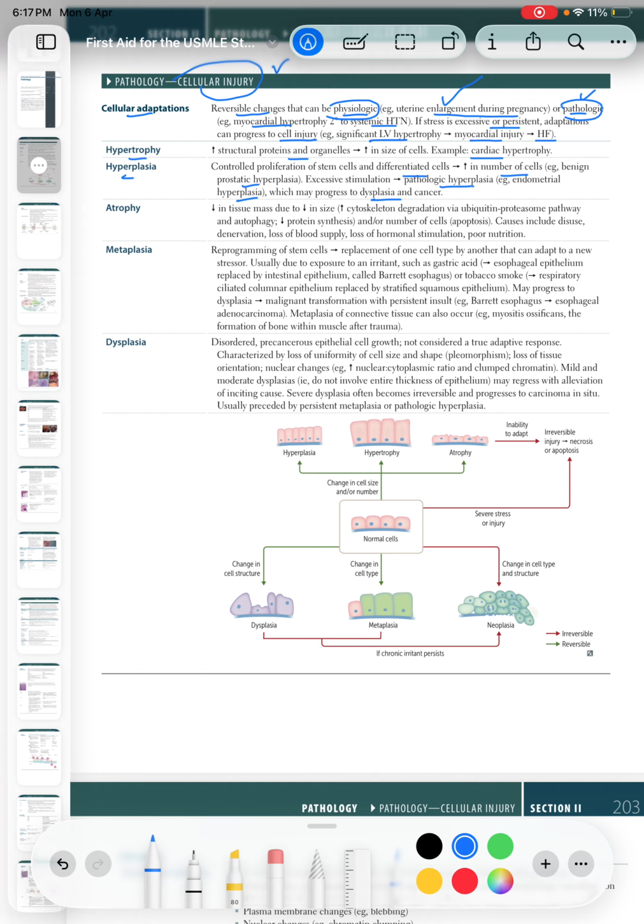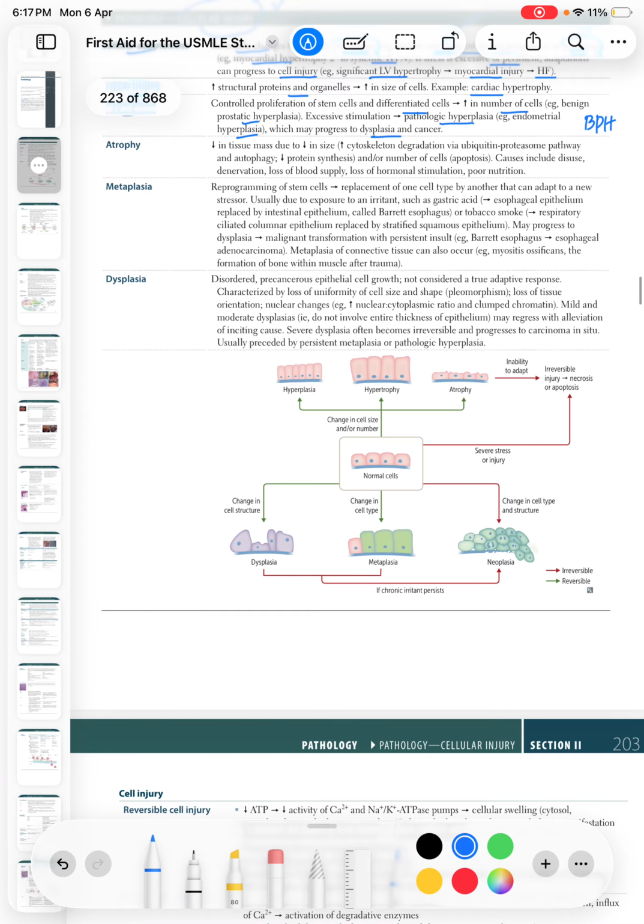So when it occurs in benign prostatic hyperplasia, it is an example of BPH. BPH is an example of hyperplasia. Excessive stimulation, that is pathologic hyperplasia, for example, endometrial hyperplasia. Whenever there is overactivity of the endometrium, it leads to hyperplasia, which may progress to dysplasia and cancer. Whenever there is excessive activity and hyperplasia continues in the same rhythm, then it leads to dysplasia and cancer.